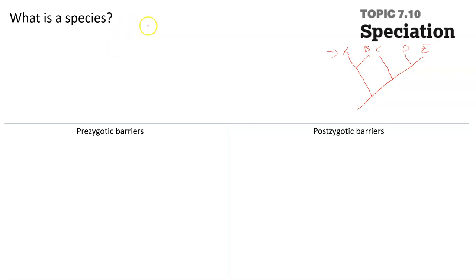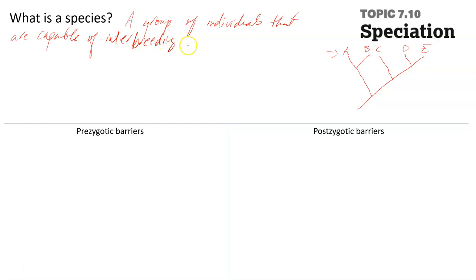Okay, hopefully we're back. So let's go ahead and define a species here. Let's see how close your definition is to the definition of a species. So a species is simply a group of individuals that are capable of interbreeding and creating viable offspring.